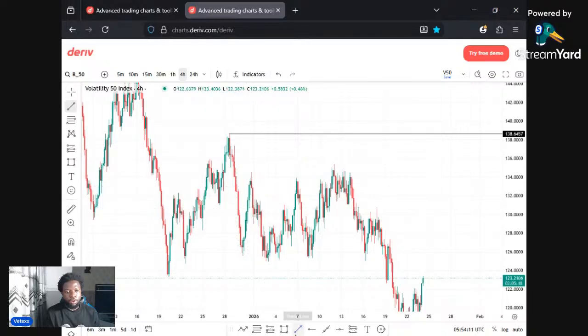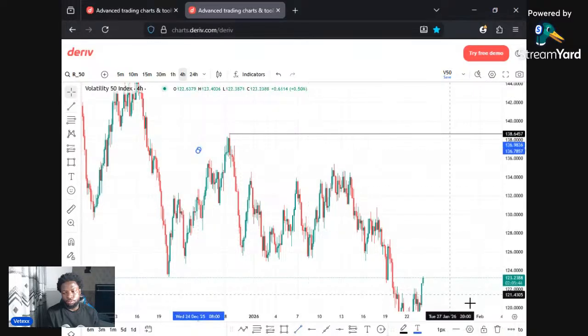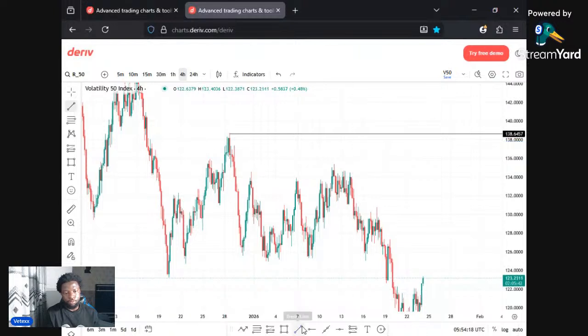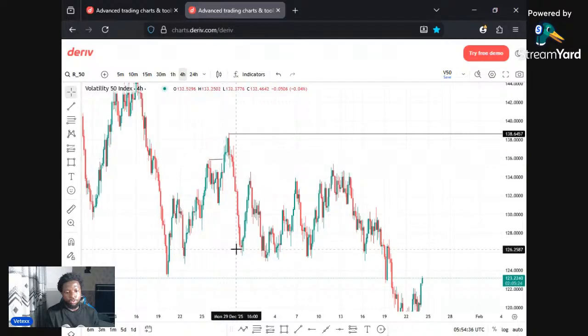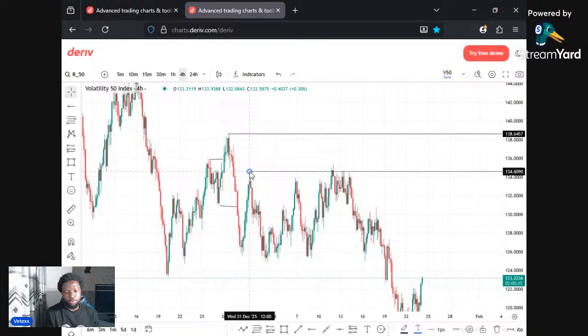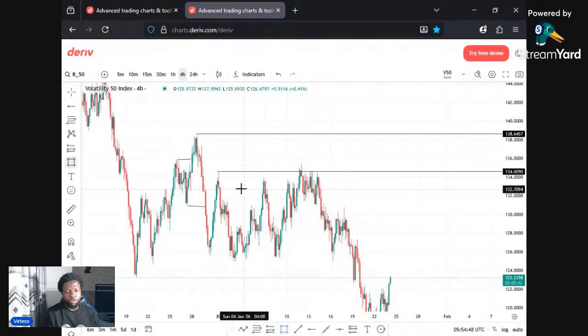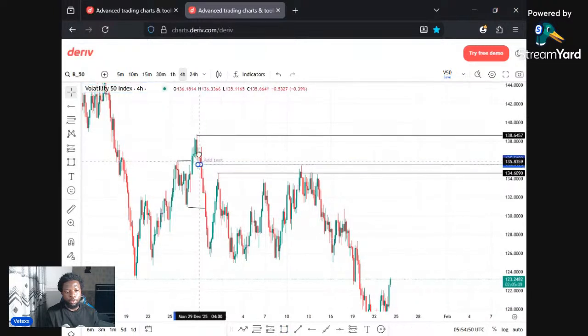Then we have our rule number one, which is this. Rule number two, first break of structure. Rule number three, structural liquidity that needs to be taken out. And rule number four, price needs to come into this zone.